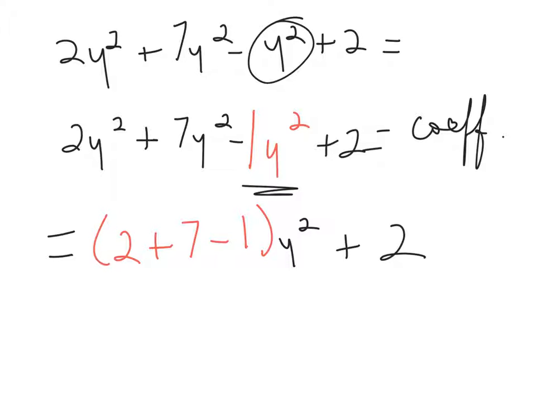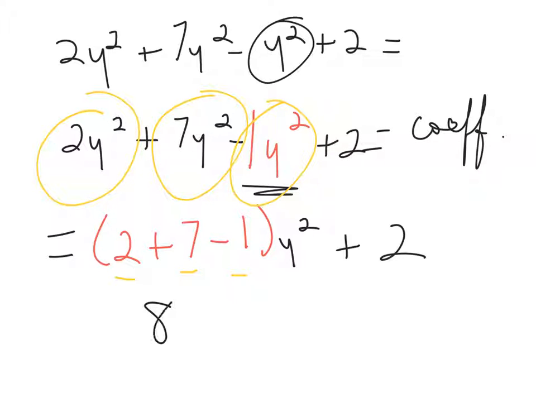Next, I take my terms that are like here. We have this one, and this one. I distribute them, so I have 2 plus 7 minus 1, and then y squared plus 2, so I use the distributive property. And then I add my coefficients, which is going to be 9 minus 1, and so I'm going to get 8y squared plus 2.